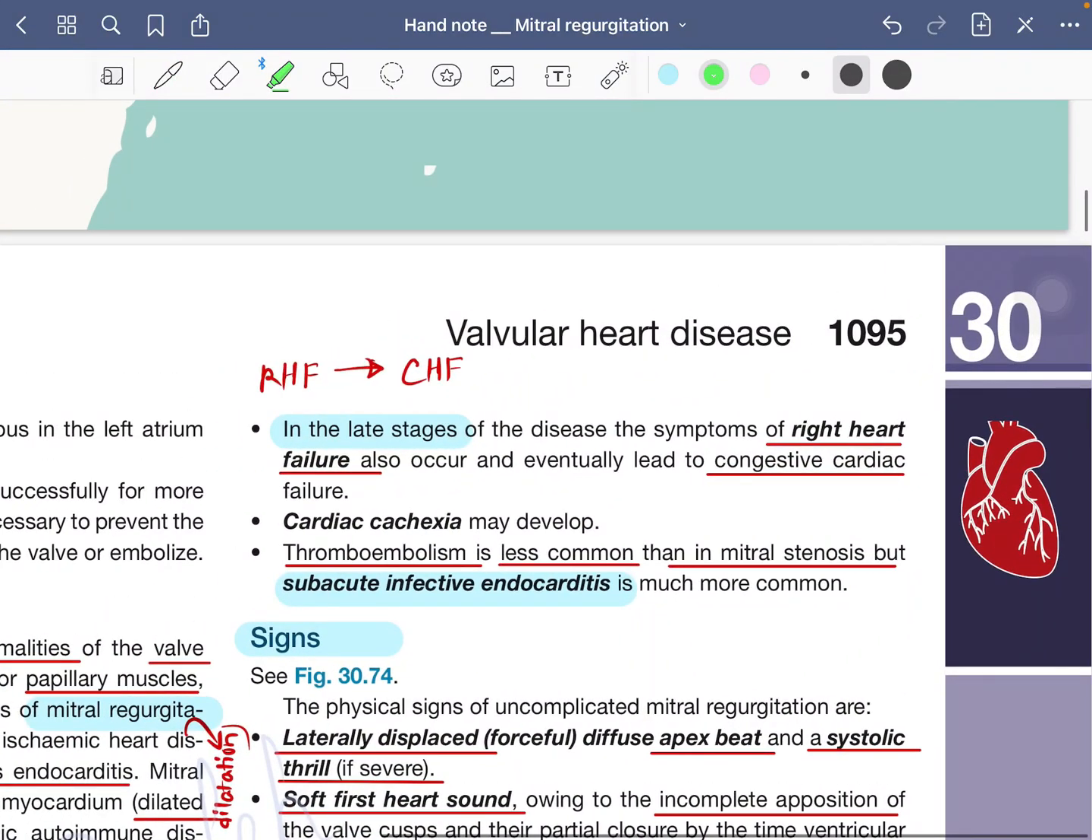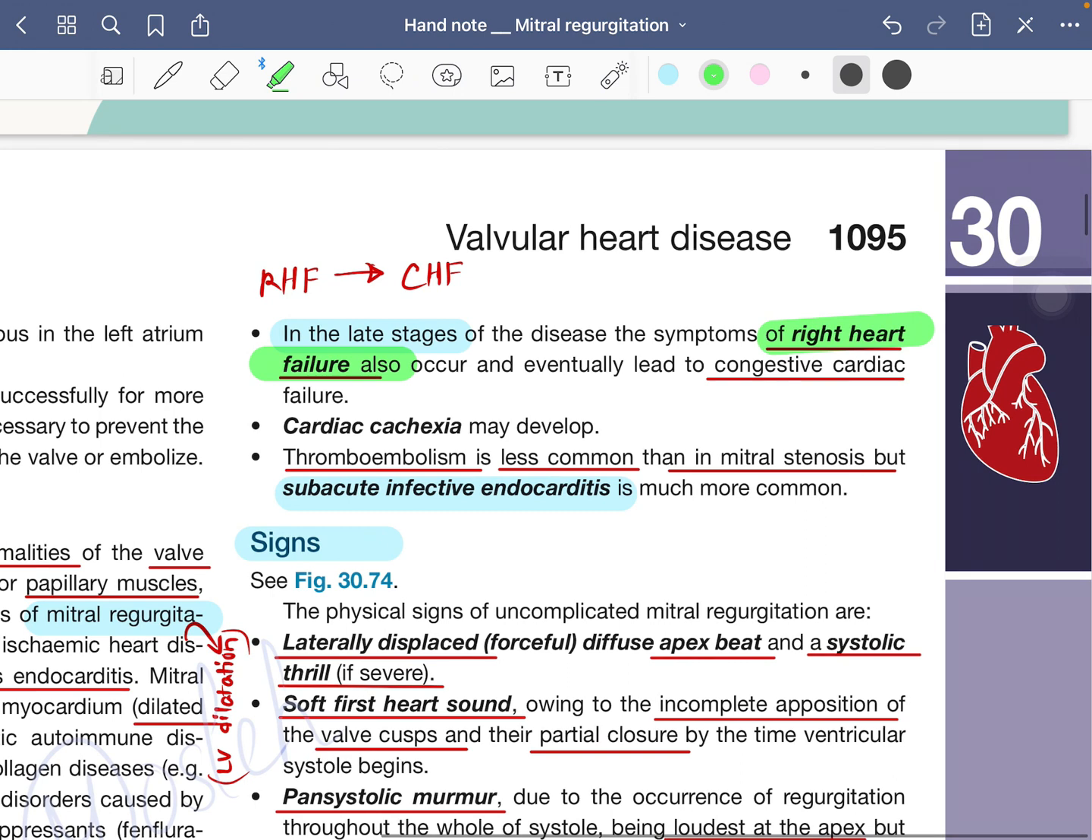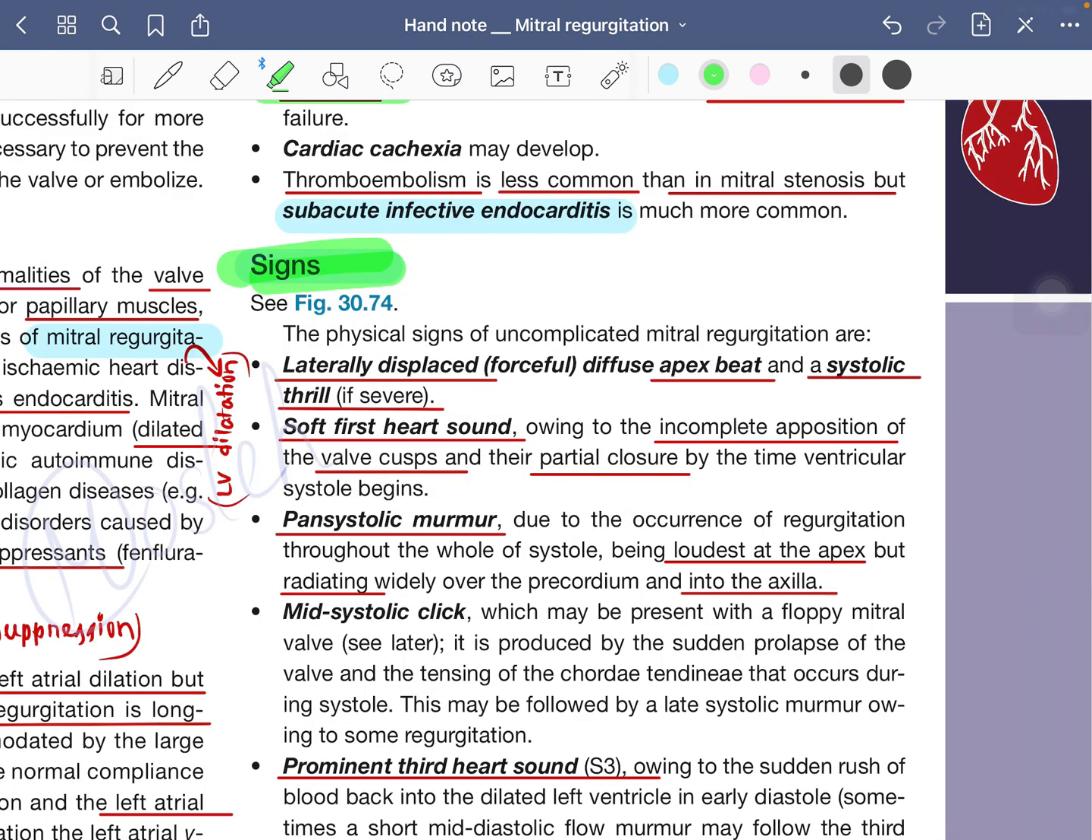Okay, so alhamdulillah, I have already explained why right heart failure will happen in mitral regurgitation, so you can easily understand that. Okay, thank you everyone for being connected with me, and keep me in your prayer.